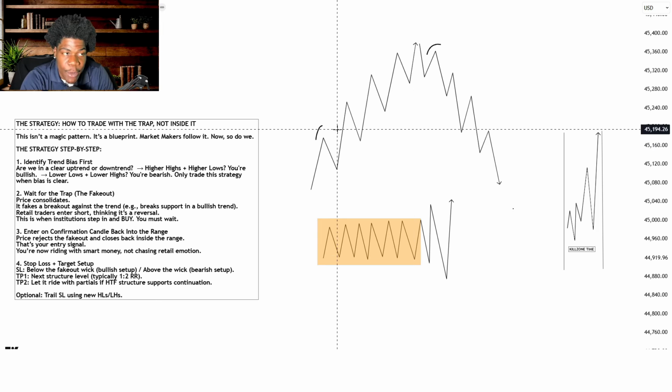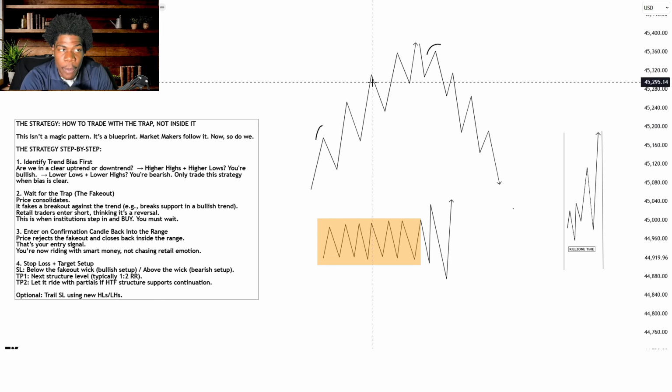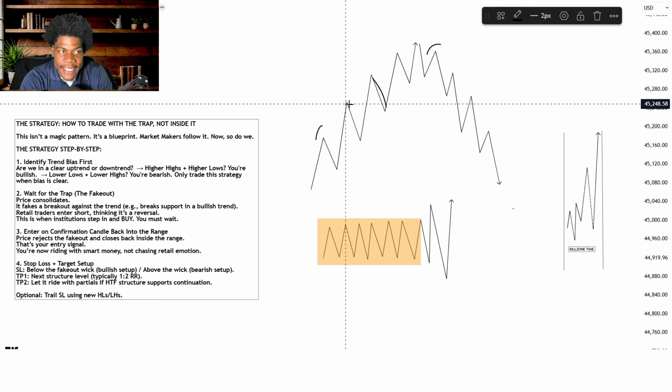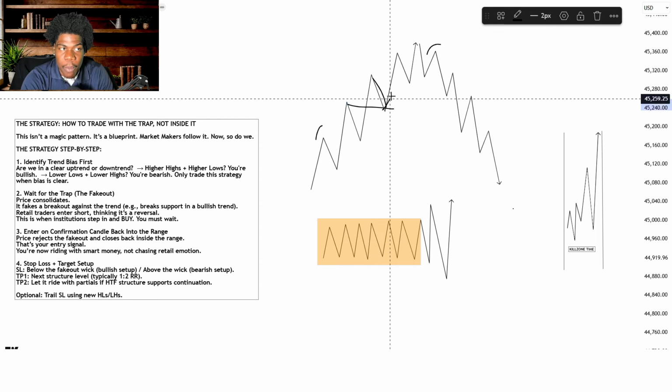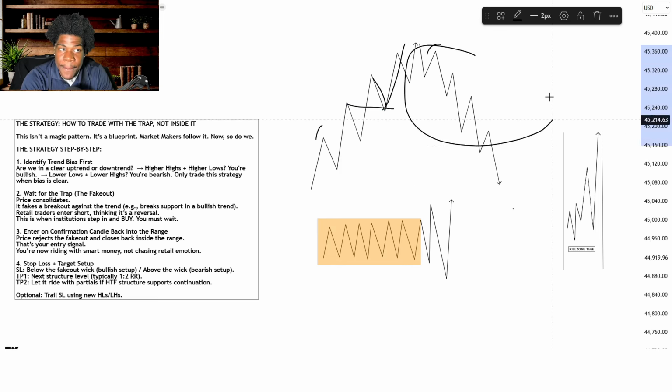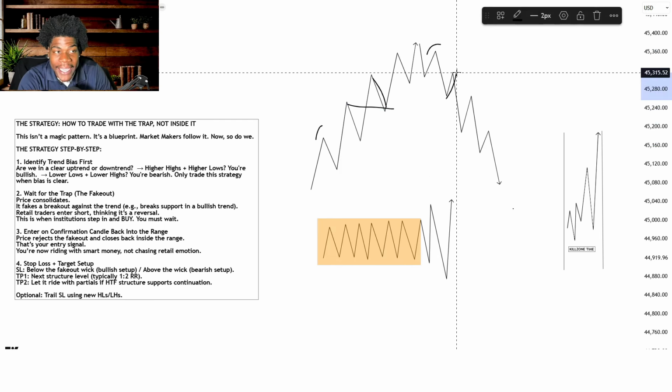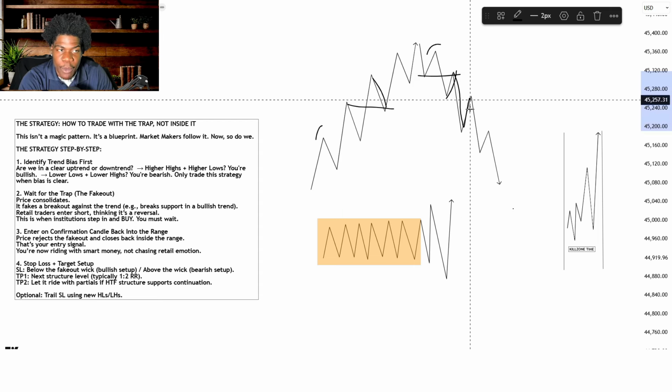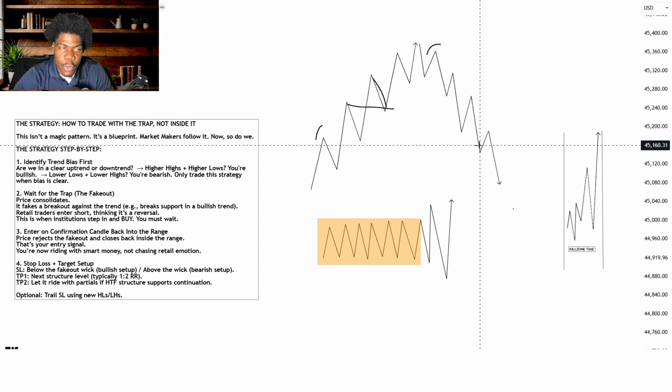If we are in a higher time frame bullish trend, I want price to pull back into a discount zone to then continue this higher time frame bullish trend. If we're in a higher time frame bearish trend, I want price to pull back into a premium zone to then continue this higher time frame bearish trend. That's why it's so important that we trade with the trend.